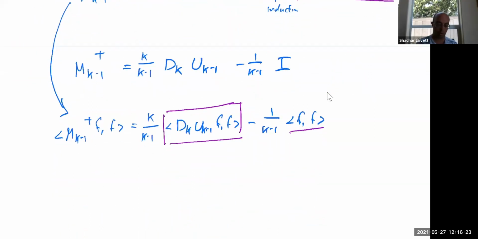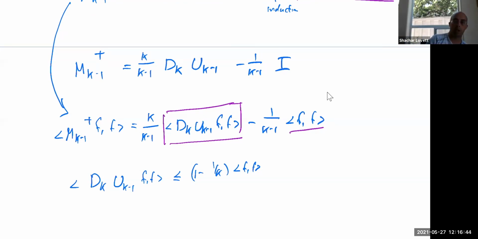If you just put everything together, I won't do it here, but just reorganize and you get D_k U_{k-1} ff is smaller than 1 minus 1 over k. And this finishes the proof. Again, there are some calculations here that it's probably better if you check on your own.